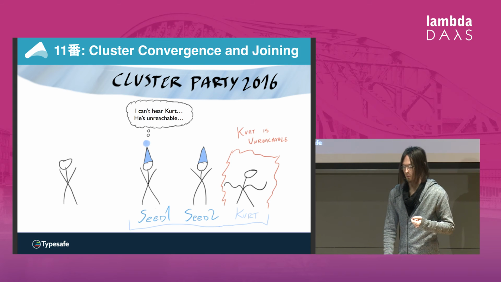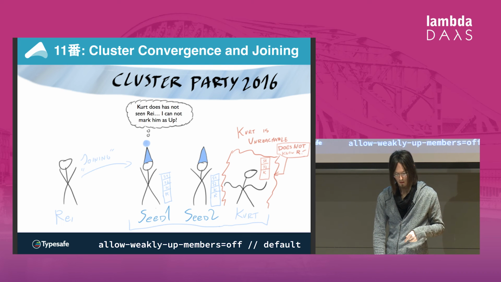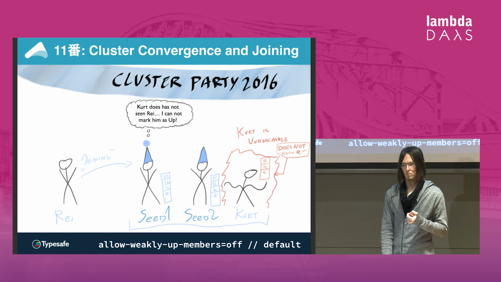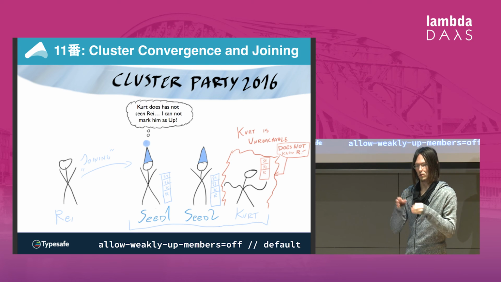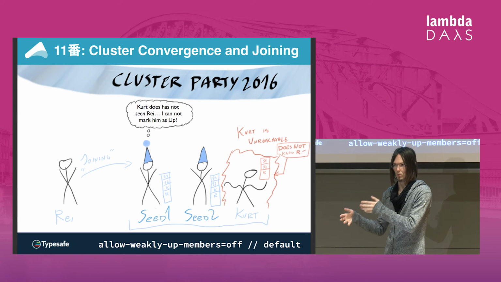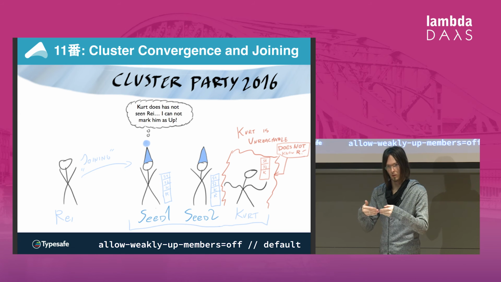But now if you have a situation where Kurt is unreachable, so we can't communicate with the node, and someone else tries to join, we don't have convergence, because convergence means everybody knows. But we can't tell this unreachable node. So not everybody knows, and we can't make this up decision.